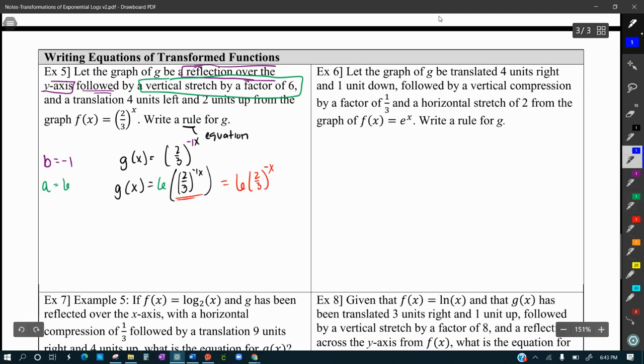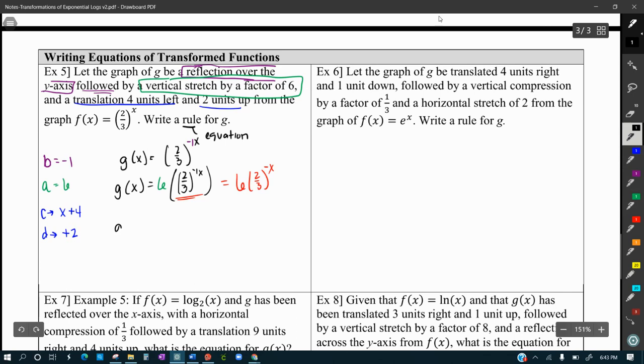Next we have it said it was a translation 4 units left and 2 units up. So 4 units left is our c. So that'll be an x plus 4 because left is always backwards than what it says. 2 units up is the d parameter, and that will be a plus 2 at the end.